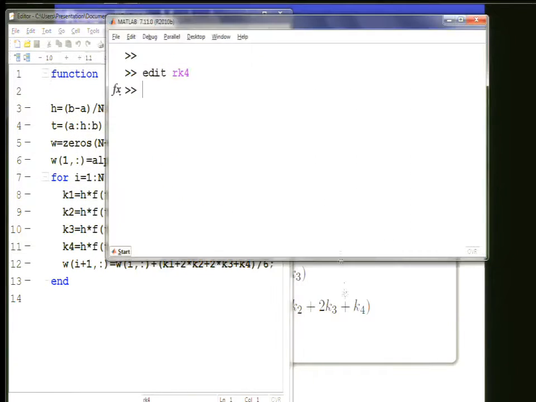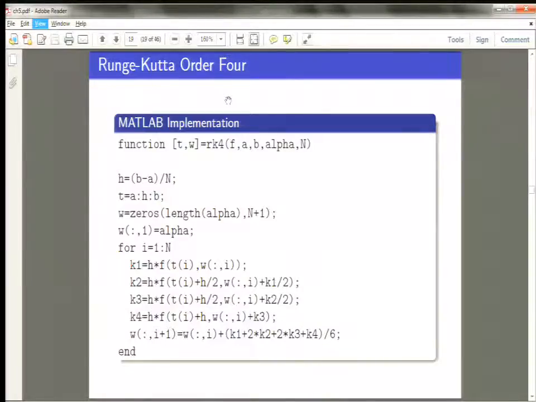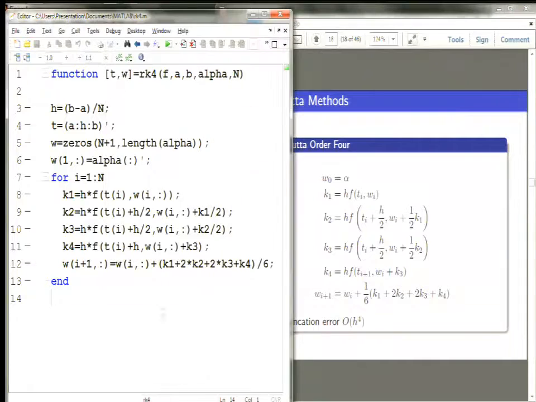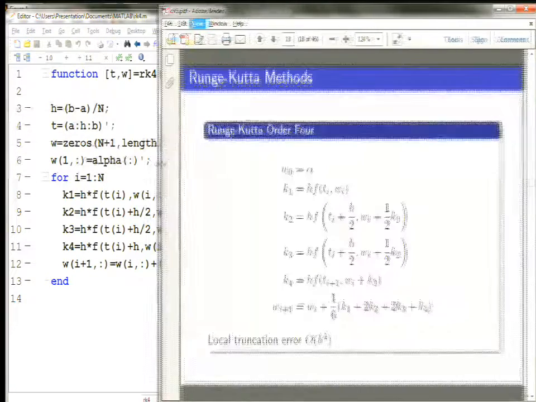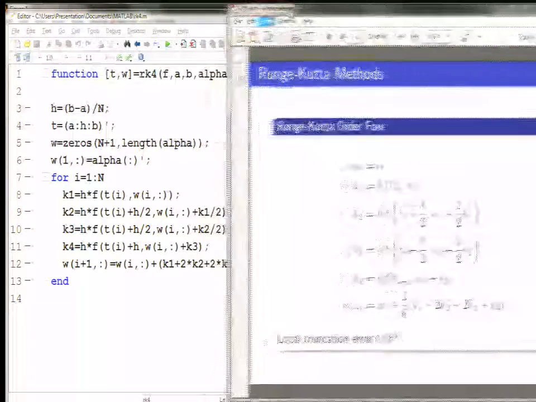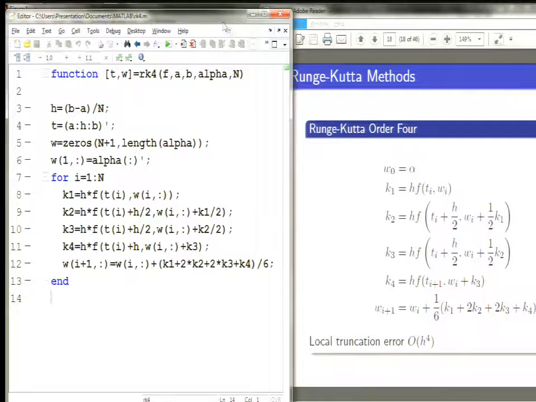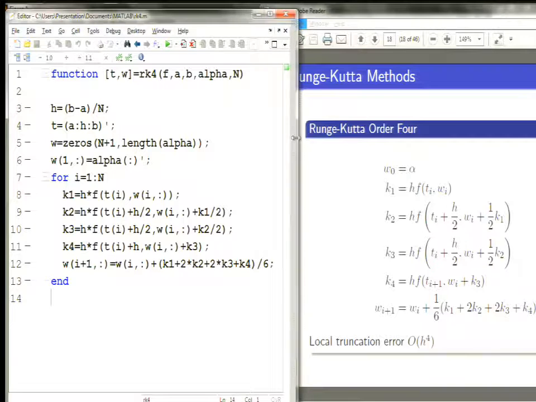Let's see what's going on. Maybe I want to put up the method at the same time. Well, there it is. Let's put the method here and the code here and see if we can identify things. Now let's see if we can identify how to implement this. First of all, you have to look at this function. This is a function that solves a differential equation for you numerically using RK4.